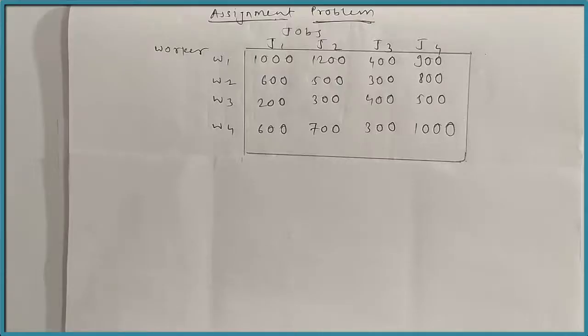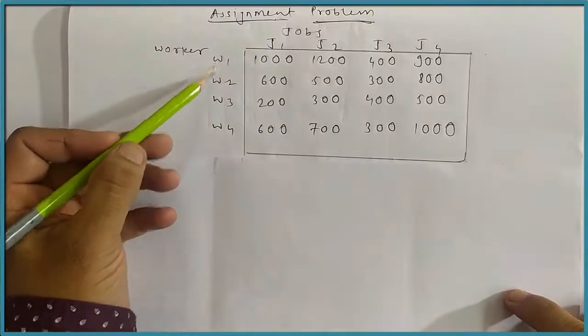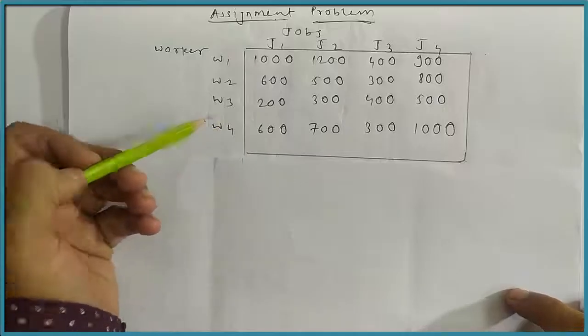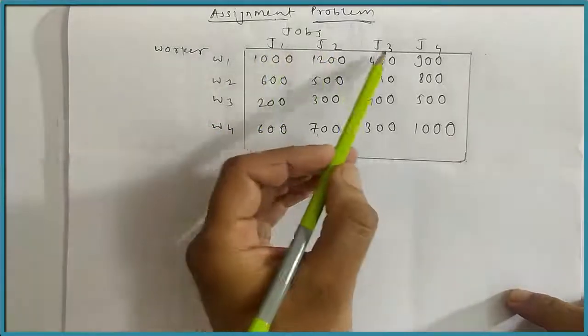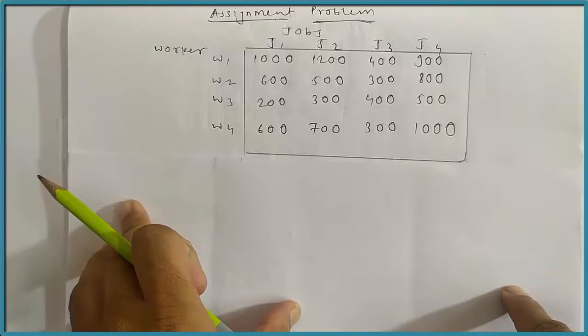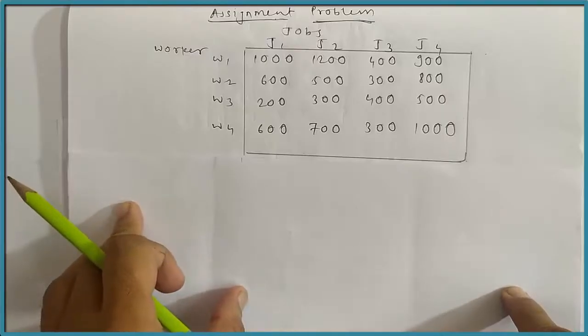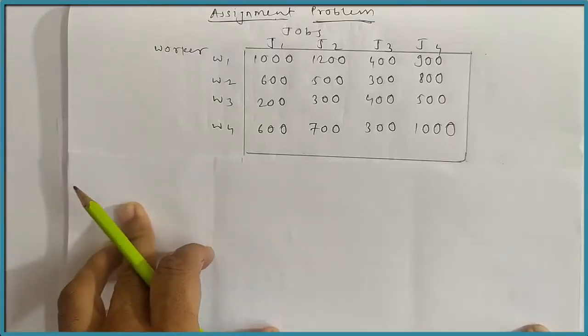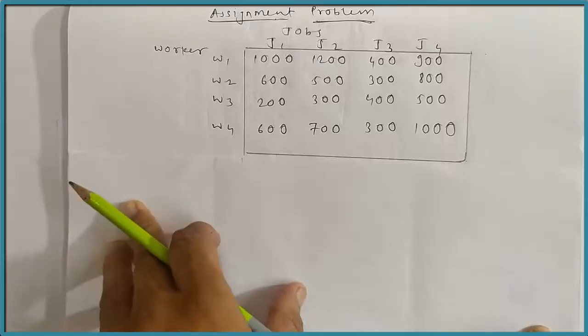Hello everyone, in this video we are going to solve the assignment problem with the help of the Hungarian method. Now look at the problem. There are 4 workers W1, W2, W3 and W4 and there are 4 jobs J1, J2, J3 and J4. Here we want to find out which job is to be assigned to which worker. Therefore we are going to solve the assignment problem with the help of the Hungarian method.